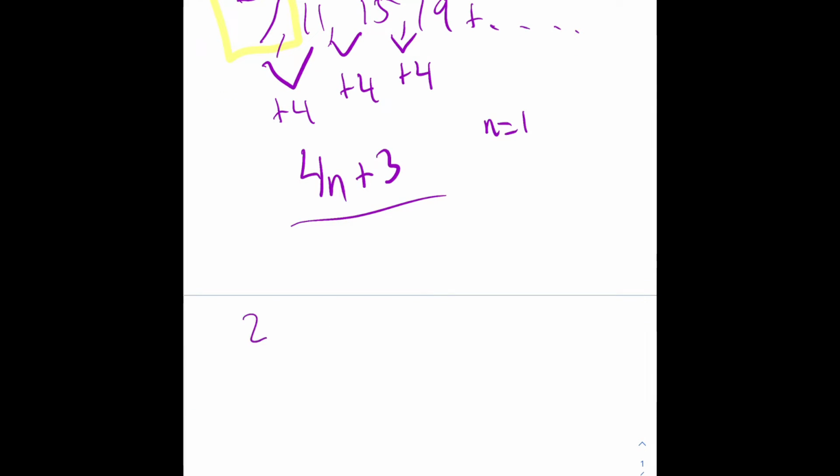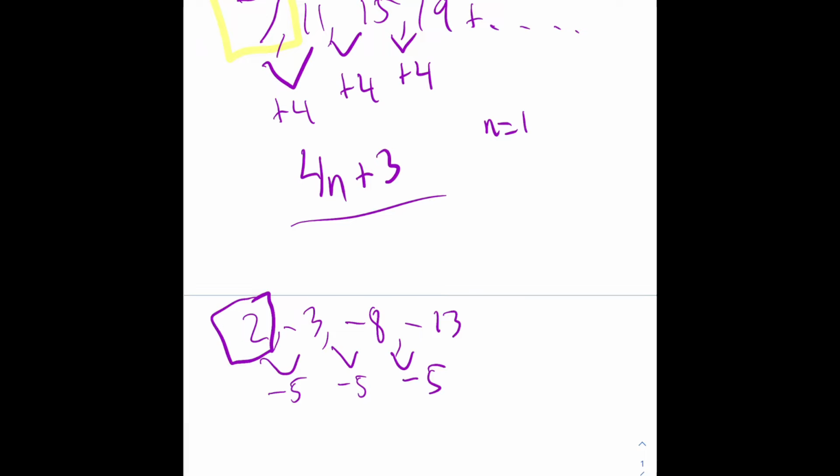Different type of example. If you get a sequence like 2, -3, -8, this time I'm decreasing. This is -5, -5, -5. So I think I'm going to have some type of multiple of -5. And then I think about what my first term is, which is 2. So if I start at n equals 1, I would say 7 minus 5n. Starting at 7, subtracting 5 gives me 2, which is my first term.